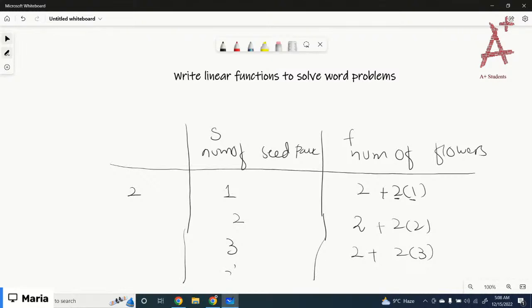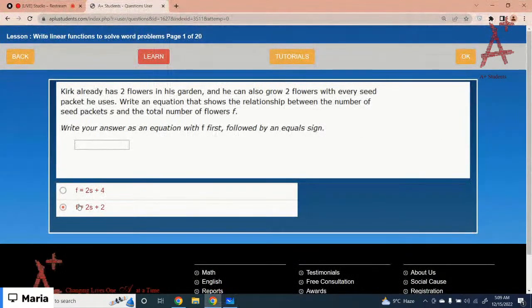Let's suppose he has S seed packs, he can grow 2 plus 2 times S. Got it? So that would be the relationship between flowers and the seeds. With S seed packs, he can grow 2 plus 2S, because this is the 2 that he already has, and with S seed packs he can grow 2S. So it will be 2 plus 2S. The equation is the second option, F equals 2S plus 2. Basically, you have to find a relationship between the two variables.